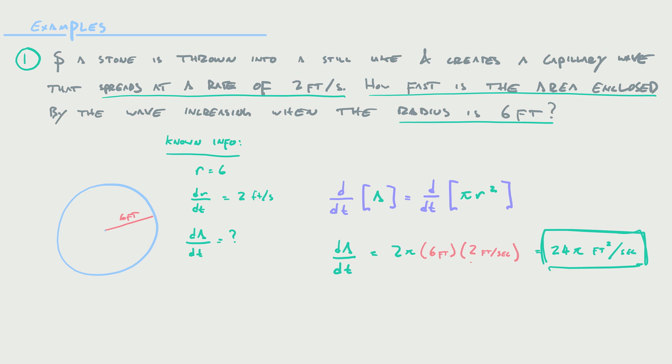That is how fast the area that's enclosed by this capillary wave is increasing. Now, of course, I could actually just do the multiplication there. It's something like 78 square feet per second. I don't know, multiply 24 by pi. But there you go. That's our first example of related rates.